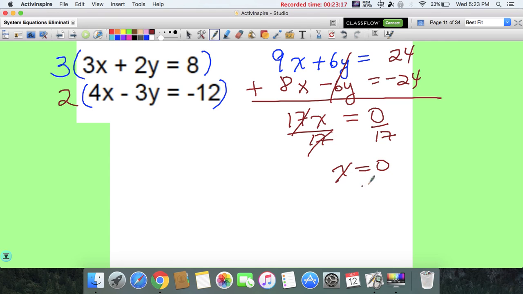So x equals 0. I have to find y, so I can pick, and you have 4 different equations that you can pick. Pick the easiest one, and I'm just going to pick this one.